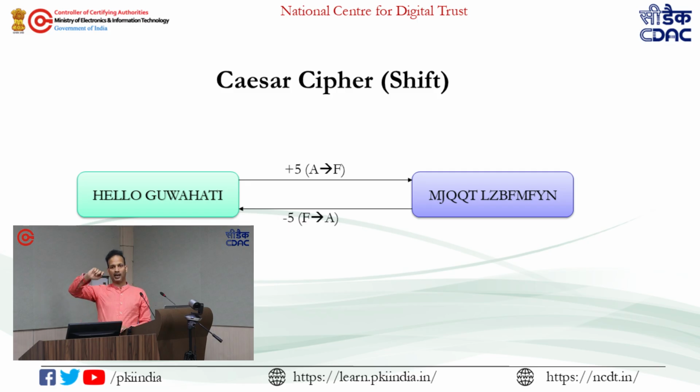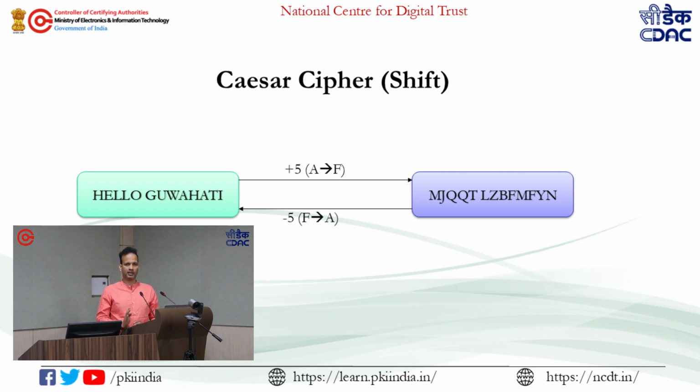Now, at the end, for example, if you add 5 to X, it will circle around to A again. So X, Y, Z, A, B, C. So it will become C, and so on. If you see the text on the left, Hello Guwahati, you can easily understand it. But if you see the text on the right, MJQQT, you will not understand what it is.